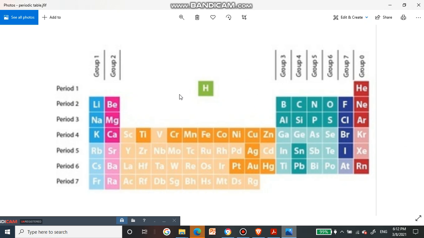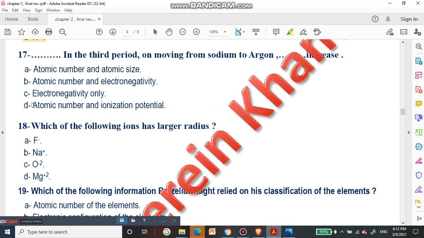So by increasing atomic number here, the electronegativity increases, and opposite to it, what will decrease? Atomic radius or atomic size will decrease. I think periodic trends are very important, so make some connection between them to not forget the relation. So the right answer will be B: atomic number and electronegativity will be increasing, so it is number 17.